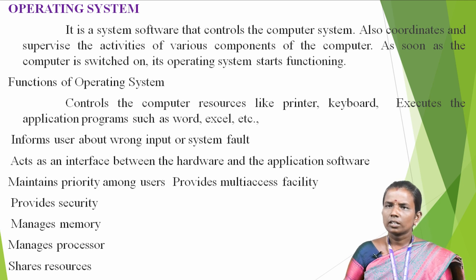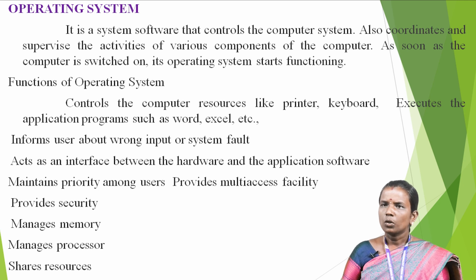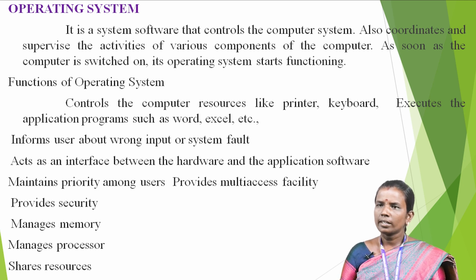Next one, multitasking operating system. It allows multiple software processes to be run at the same time. Then multi-threading operating system. It allows different parts of a software program to run in parallel.